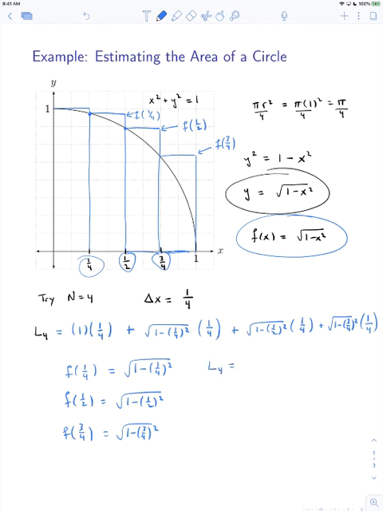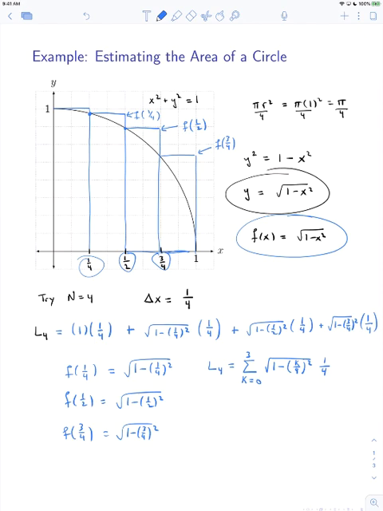L4 is equal to the sum. If I use summation notation to make this easier to write, all of the terms look like the square root of 1 minus something. And what is that something? Well, it's always going to be something over 4 quantity squared. And all of these things are multiplied by 1/4. Now the thing inside the parentheses is something over 4, and I can just put a k there. And the k goes from 0 to 3.